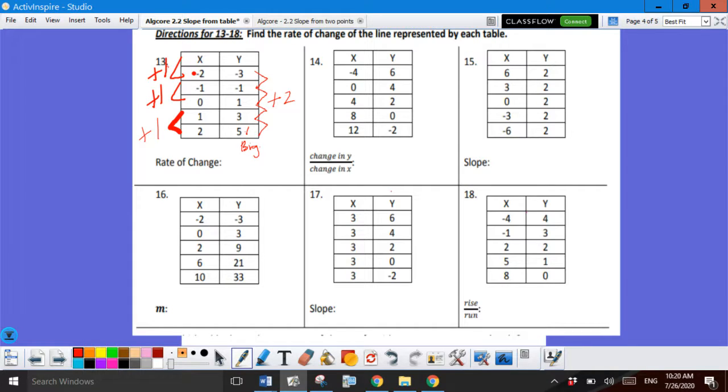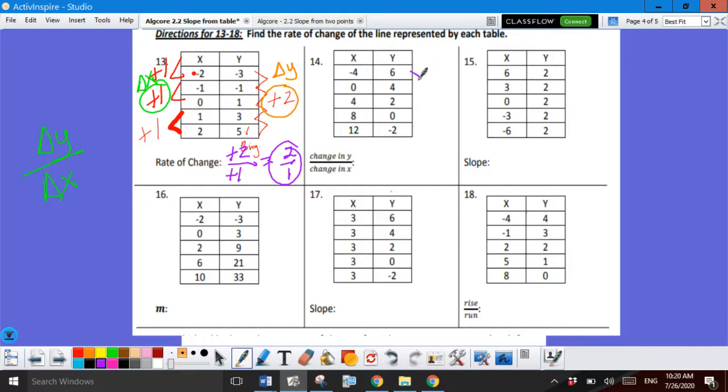And I do need to double check that I'm correct. Now, this is the change in y. This number is the change in x. And remember, our slope is the y over the x. So my slope, rate of change, is +2 over +1. Is that going to simplify? Sure, it simplifies to 2 over 1. We're done.